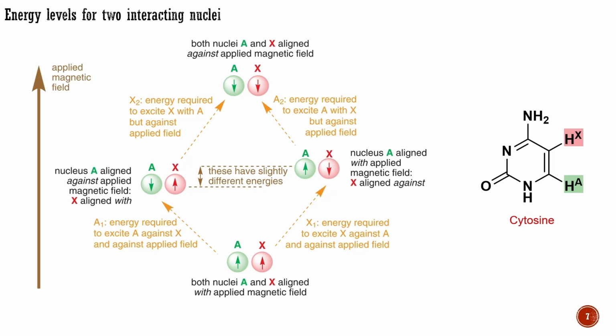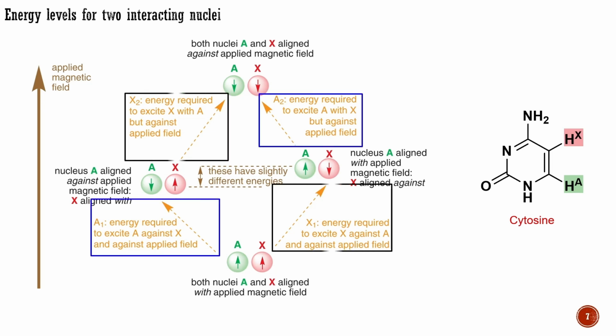Please note that we cannot have this discussion about the HA proton without discussing the HX proton in the same way. If there are 2 slightly different energy jumps to excite the HA proton, there must also be 2 slightly different energy jumps to excite the HX proton. The energy jumps indicated as A1, A2, X1, and X2 are all different, but the difference between A1 and A2 is exactly the same as the difference between X1 and X2.